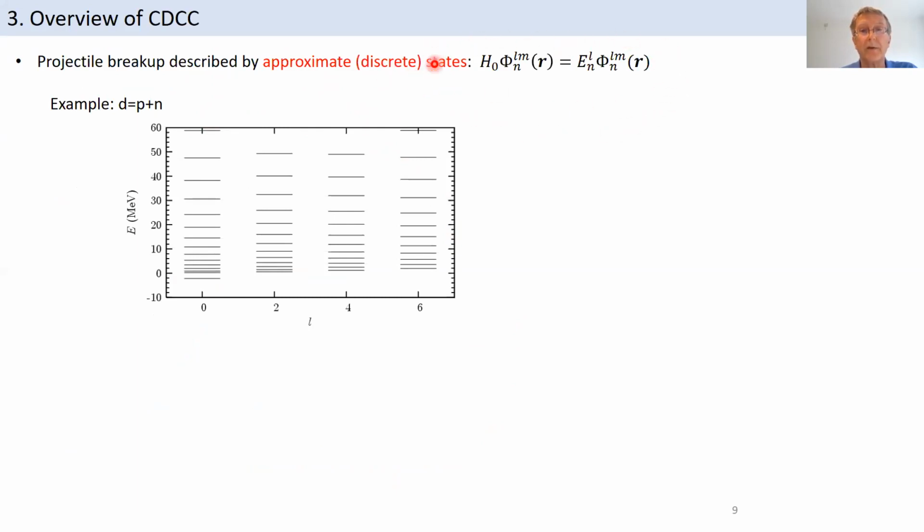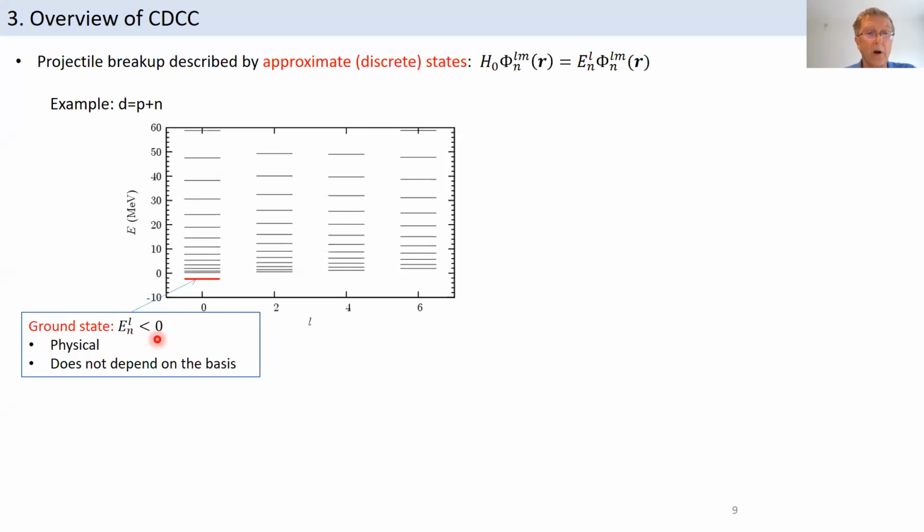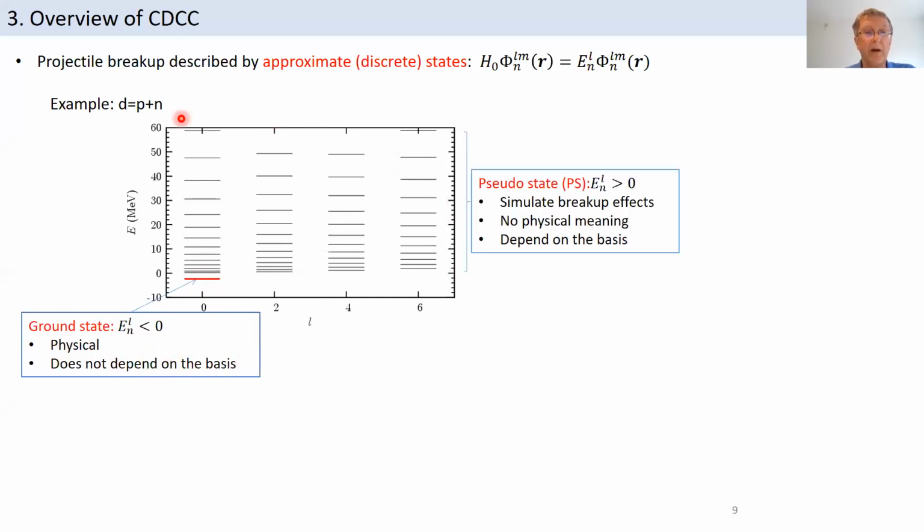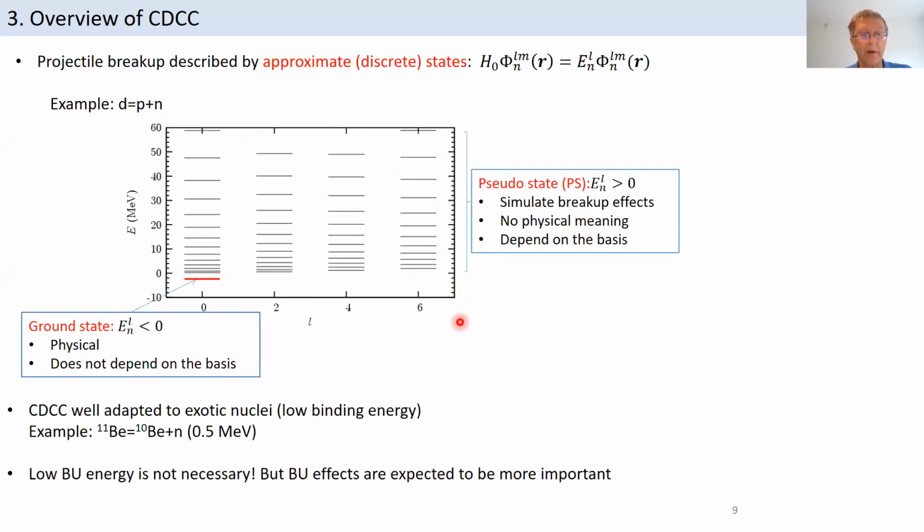First, we solve the Schrödinger equation for the projectile, and I take here an example for the deuteron. It's a well-known example. This is the spectrum of the p plus n problem, including the ground state at 2.2 MeV, which is a physical state and does not depend on the basis. Then you have many states here which do not have physical meaning and do depend on the basis. Their role is to simulate the breakup effect of the deuteron.